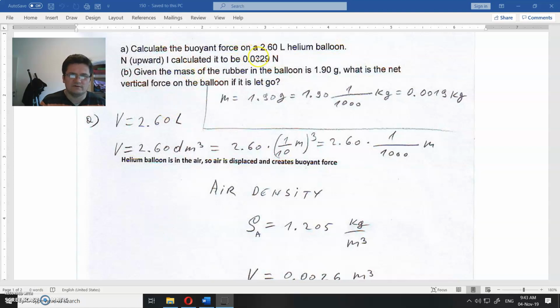Calculate the buoyant force on a 2.6-liter helium balloon. What is the net upward force? Here students have calculated something, but was that good? It was almost good, but not good enough. That was under A, and under B, given the mass of the rubber in the balloon is 1.9 grams, what is the net vertical force on the balloon if it is let go?